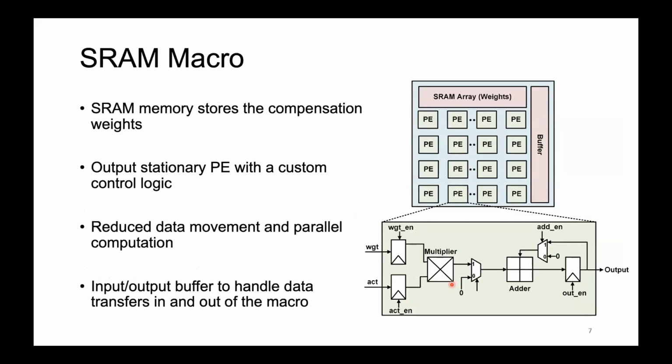Next, let's look at the SRAM macro. It consists of an array of processing elements or PEs, an SRAM array which stores the weights, and a buffer which controls the activation movement. So the SRAM memory actually stores the compensation weights, which are used for the clean output from the SRAM MAC. We utilize an output stationary structure for the PE with a custom control logic. So basically, we reduce data movement and enable parallel computation while consuming data in each cycle without having to move data across PEs. We also use the input-output buffer to handle the data transfers in and out of the macro.